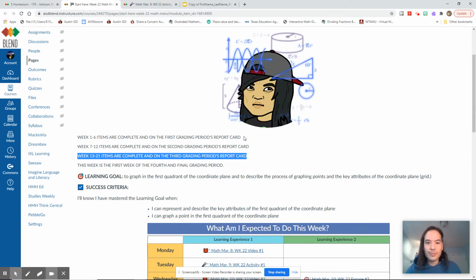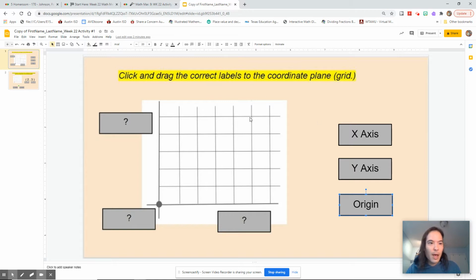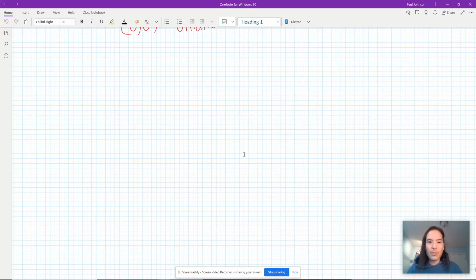All right, so today's assignment is Math March 9th, week 22, activity 1, and we're going to work on graphing. So the first thing that we really need to focus on is the vocabulary words for graphing. And so what I want to do is take a look at the OneNote and let's go ahead and review graphing.